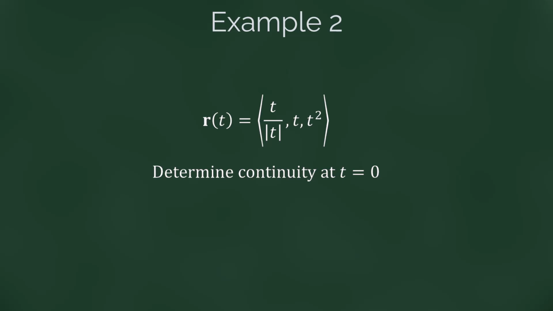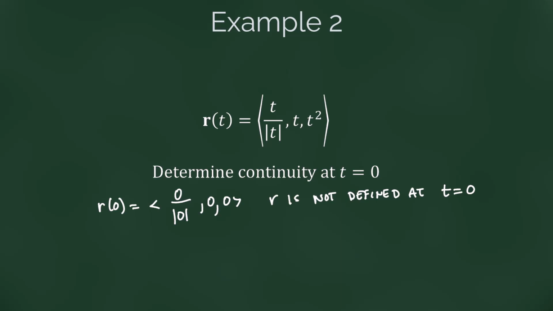All right, example 2, we have a vector-valued function, and we want to determine if it's continuous at 0. Well, first of all, let's notice that r of 0 is going to be 0 divided by the absolute value of 0, which is problematic, 0, 0. So since r is not defined at t equals 0, it certainly can't be continuous there.